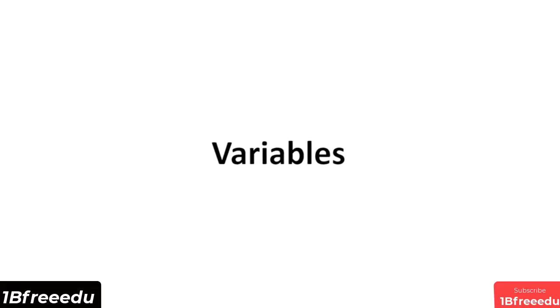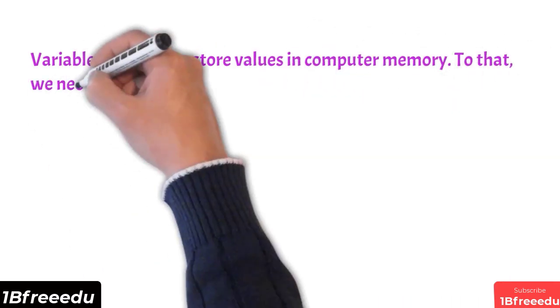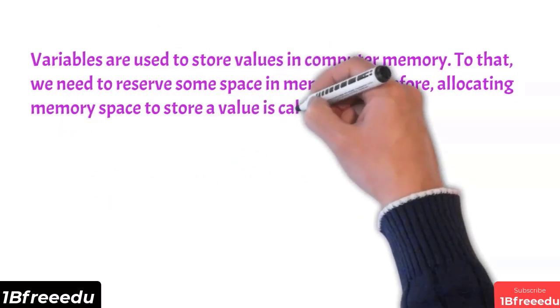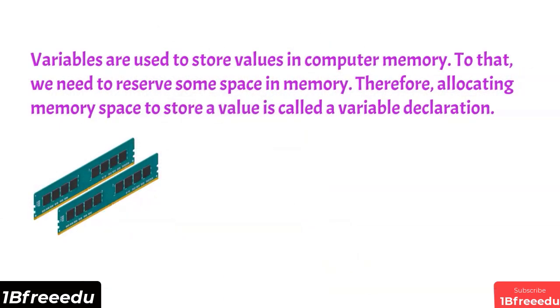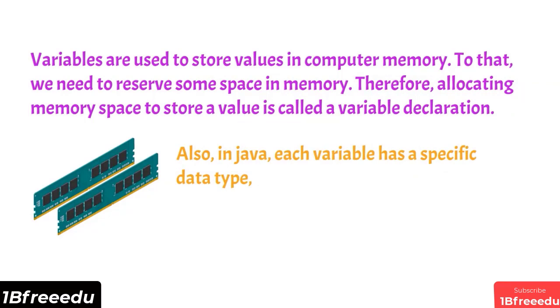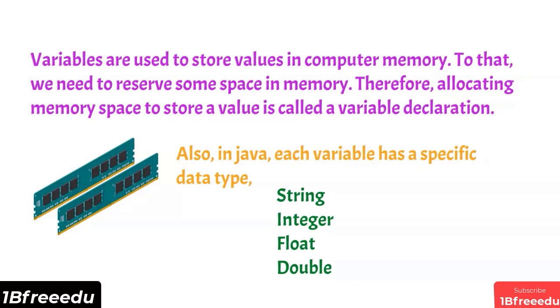So we will discuss about variables. Variables are used to store values in computer memory. To do that, we need to reserve some space in memory. Therefore, allocating memory space to store value is called a variable declaration. Also, in Java, each variable has specific data type. For an example, string, integer, float, double. Right. In this video, we discuss about what is meant by a variable and what is a variable declaration. From next video, I will explain some data types with examples.